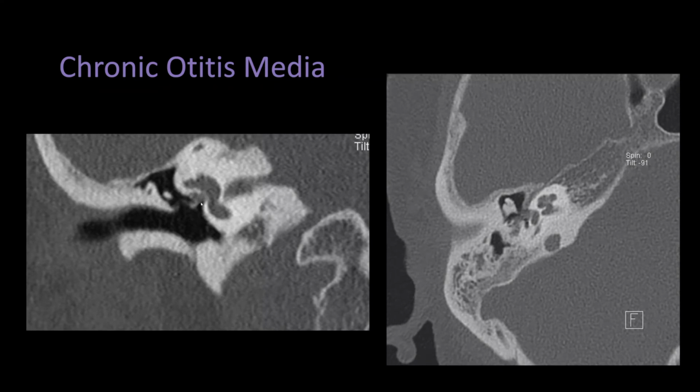And you can see that there's abnormal soft tissue in the oval window niche. Similarly here in the axial plane, this is about where the oval window niche is, and that will impede the movement of the oval window and cause conductive hearing loss in this patient.